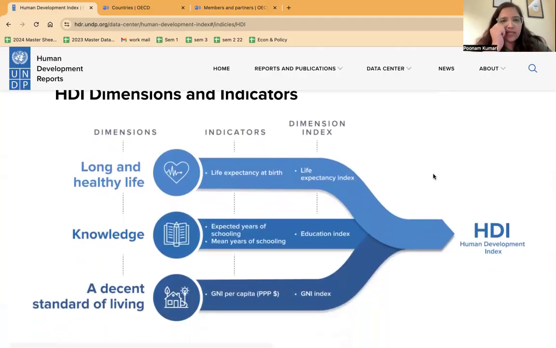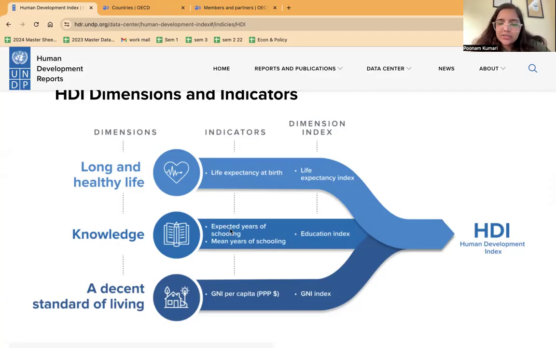So I was telling you, HDI has a health indicator, a GDP or income indicator, something which tells you about your standard of life, and then schooling or education. So these three dimensions are there: a long and healthy life, knowledge, and a decent standard of living. For each of these they have picked up an indicator. For health, they have picked life expectancy at birth. So if in any country life expectancy at birth is high, that will show that the health situation in the country is good.